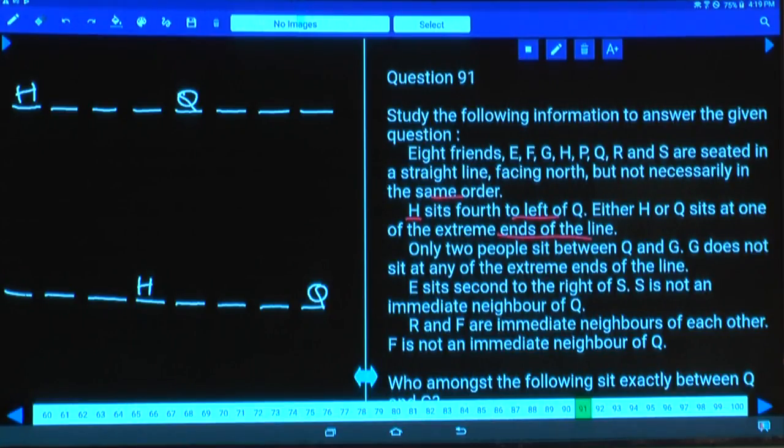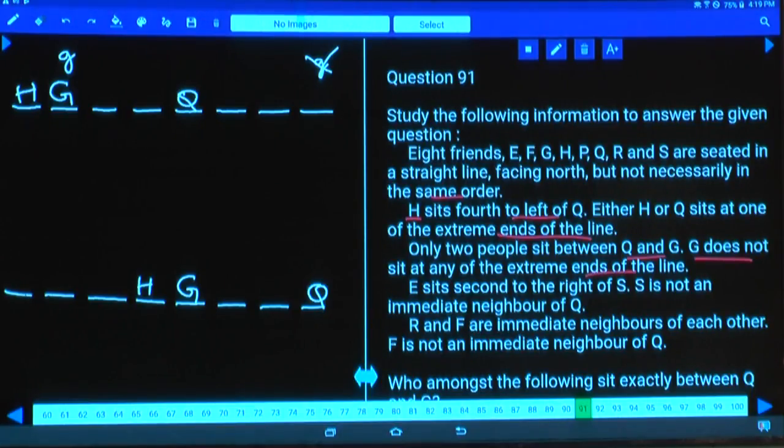Only 2 people between Q and G. Here, G, in case 1, G can be either here or here, and in case 2, only 2 persons between Q and G, G must be at this place. G does not sit at any of the extremities, G cannot be here. As G cannot be here in case 1 also, G must be adjacent to H, immediate right of H. And G does not sit at any of the ends of the line.